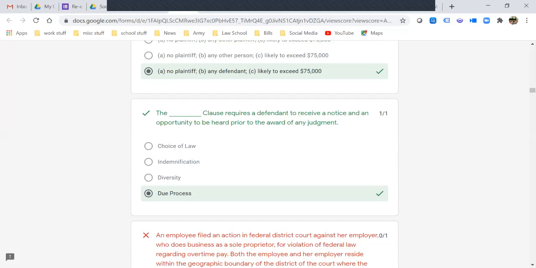Okay. The due process clause requires a defendant to receive notice and an opportunity to be heard prior to the award of any judgment. So again, due process means that the defendant has a chance to hear and a chance to plead his case before any judgment is made against him.